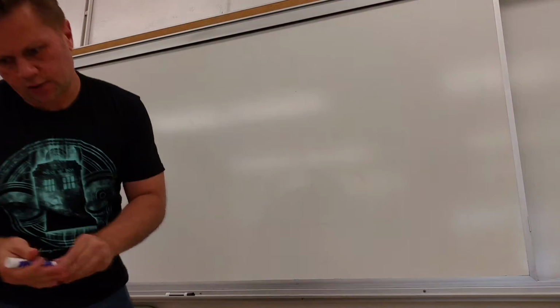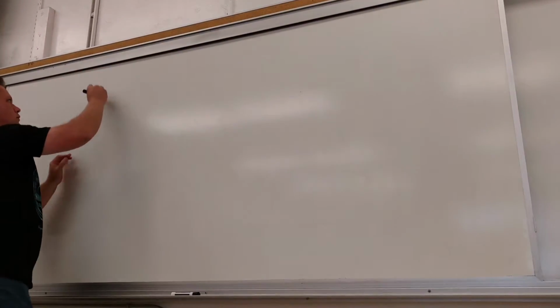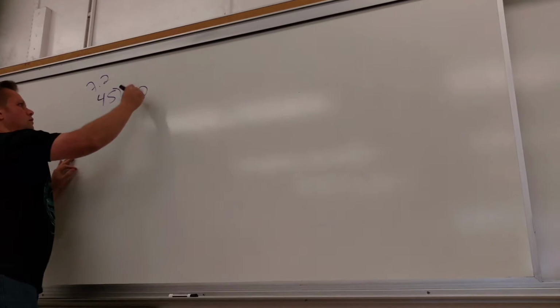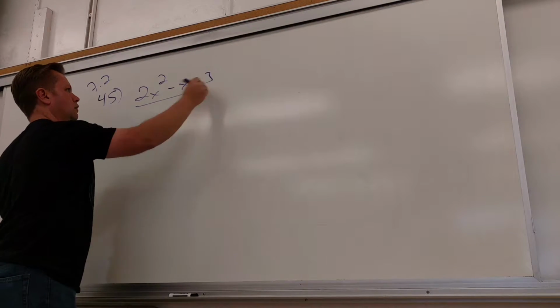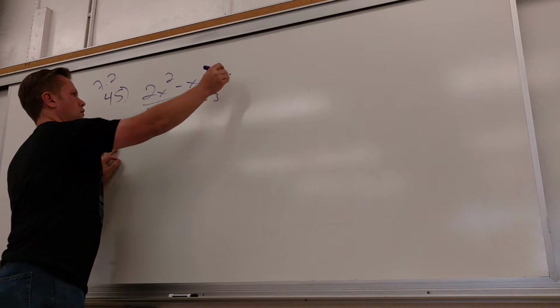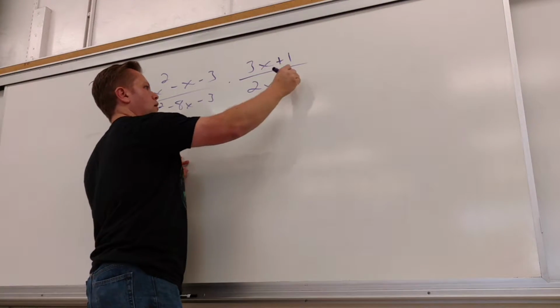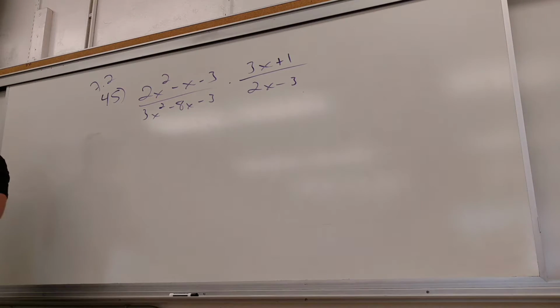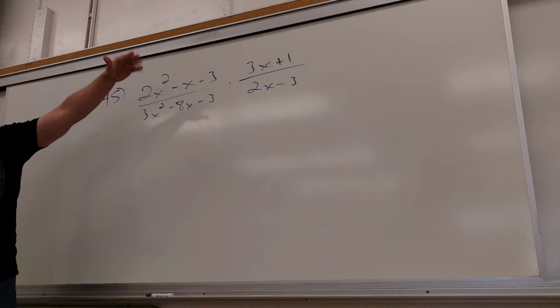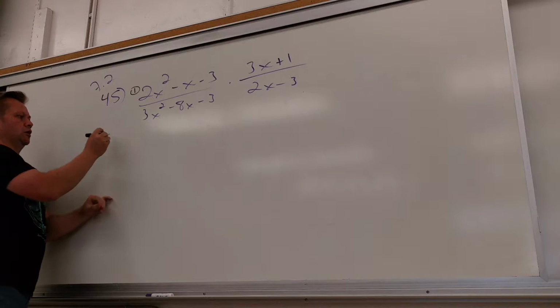So we're talking about this, let's see, where'd it go? The 2x squared minus x minus 3, that one? This is 7.2. 3x squared minus 8x minus 3, over 3x plus 1 all over 2x minus 3. Okay. So how many factorings do I have to do up here? A couple, right? This guy and this guy, those are just one piece. So I don't have to worry about those. Let me do this one the traditional way.